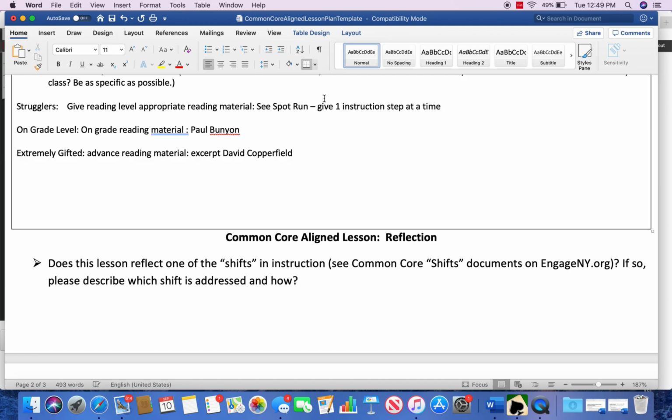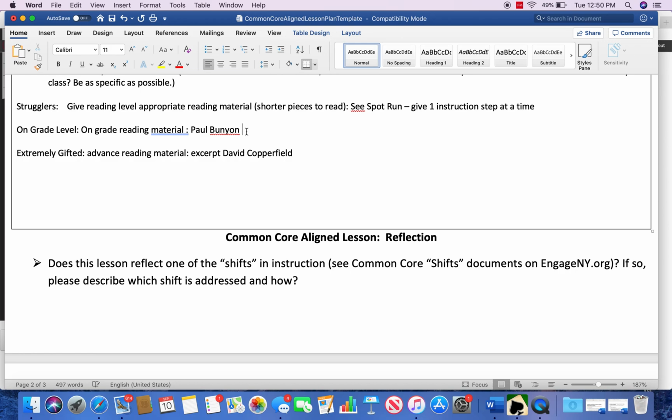in their accommodations, they're going to have shorter pieces to read. So shorter stories, maybe not a whole story. They're just going to have a couple of pages to read. Okay, so you will know your strugglers and you'll want to break that down. So give as much specific information as you can about how you're going to make these accommodations.